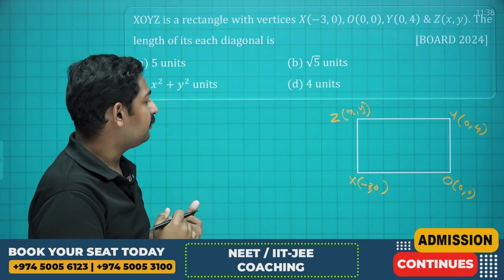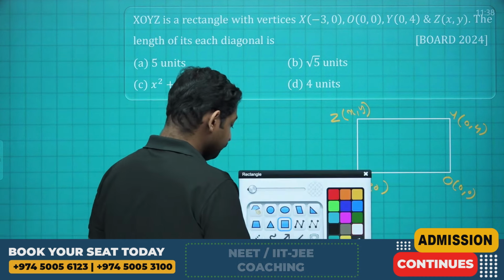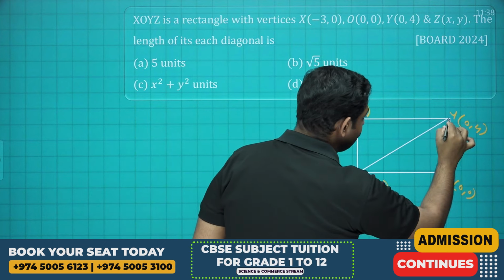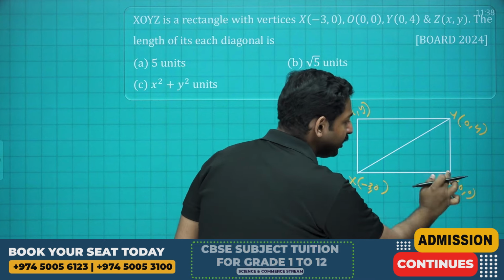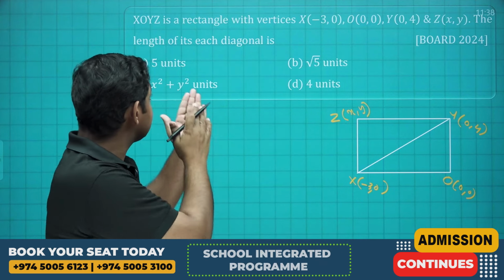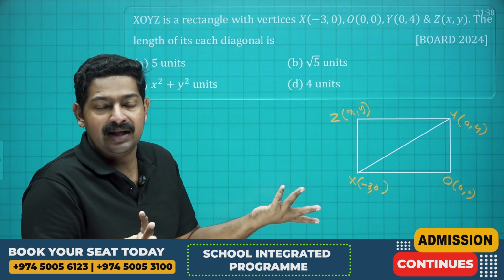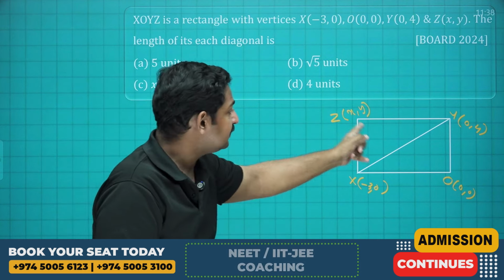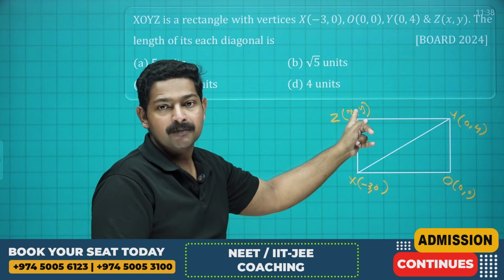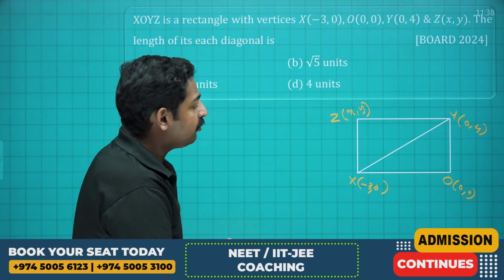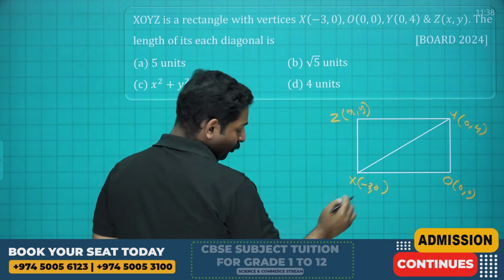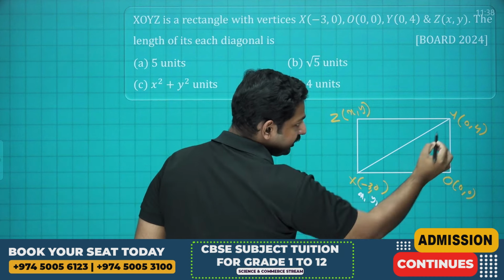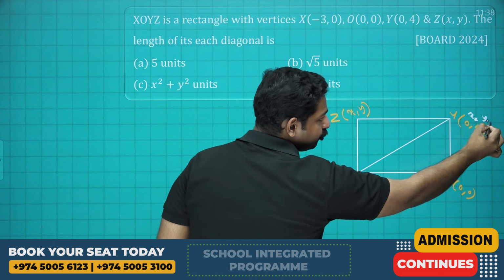Okay, length of the diagonal means, suppose easily you can find out the length by using this. XY is one of the diagonals, correct? And also ZO is also a diagonal, but in case of a rectangle we know that the diagonals are equal, the lengths are equal. So we can easily find out this one in this way, because in this way the values of X and Y are given. Okay, so in this way if you find out the distance from these 2 points, this point can be taken as x1 y1, it can be taken as x2 y2 by distance formula.